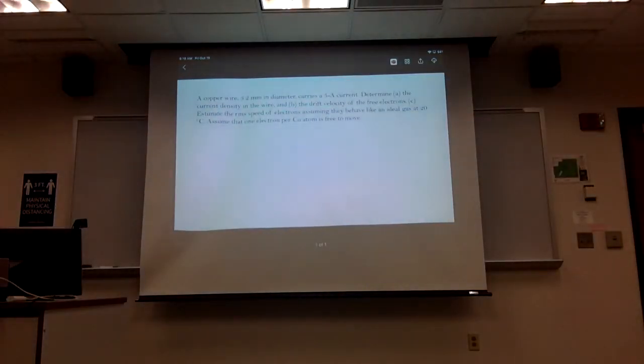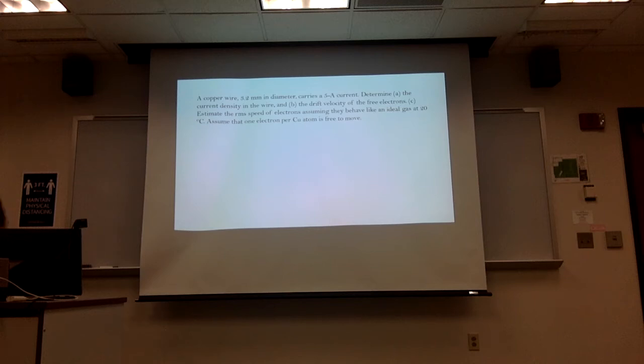Good. So this says we have a copper wire, where that copper wire has a 3.2 millimeter diameter, and carries a current of 5 amps. We want to determine the current density in the wire, the drift velocity of the free electrons which are allowed to move inside of the wire, and then what is the RMS velocity of the electrons which are moving inside of the wire if we assume that it's an ideal gas at 20 degrees Celsius.